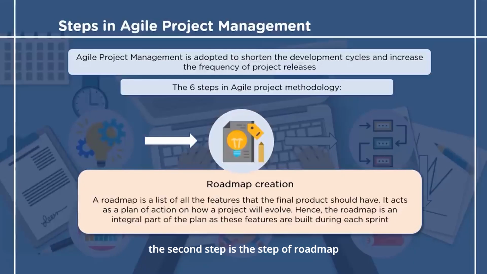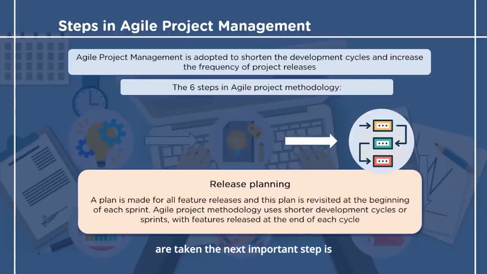The second step is the step of roadmap creation. A roadmap is a plan of action that shows how a project shall evolve over time. A list of all the features that the final product should have is created, and the steps to achieve those features are taken. The next important step is release planning. Since we are doing the project keeping in mind the Agile project methodology, the project will complete in sprints. That means there will be the release of features at the end of each cycle. And unlike the traditional waterfall model, the development cycles will be smaller.